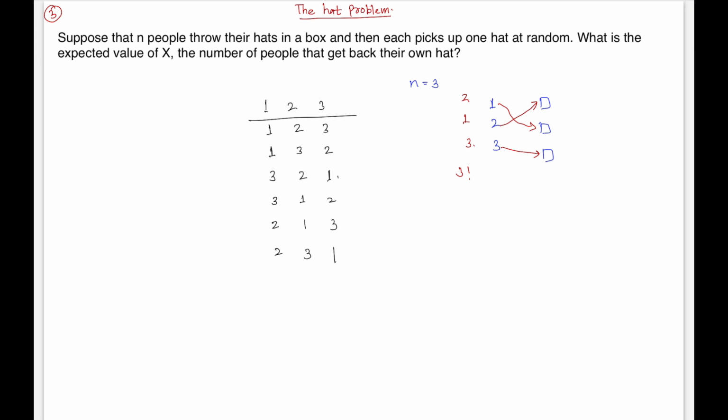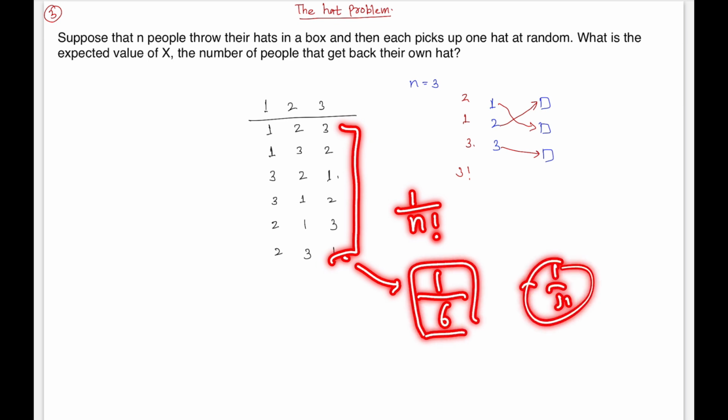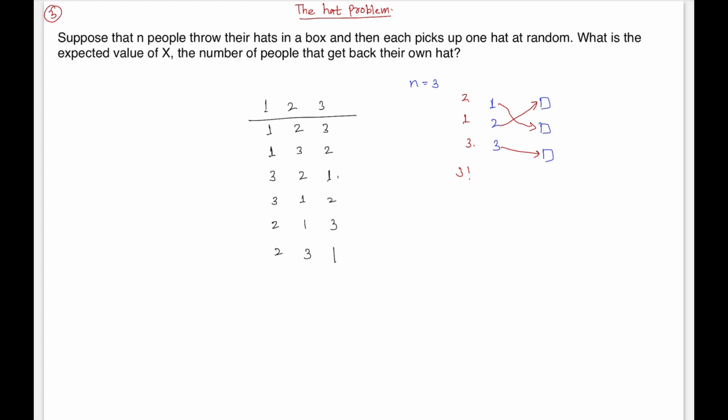So in general, if I am asking what's the probability that each person got his own hat, then it would be 1 divided by n factorial, or you can directly see from here it is nothing but 1 divided by 6, or 1 divided by 3 factorial. Now let me ask another question. What's the probability that the ith person gets his own hat back? Let me repeat one more time. Now this is a different question. What's the probability that the ith person gets his own hat back?